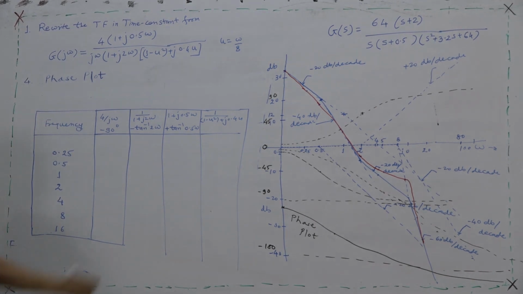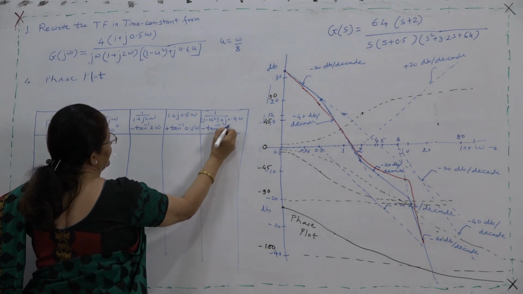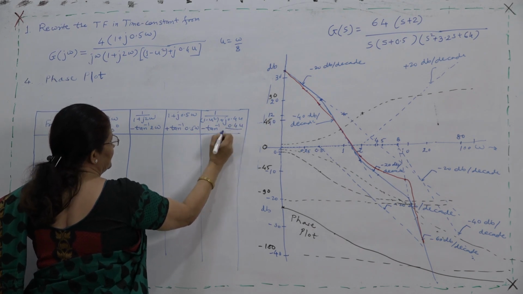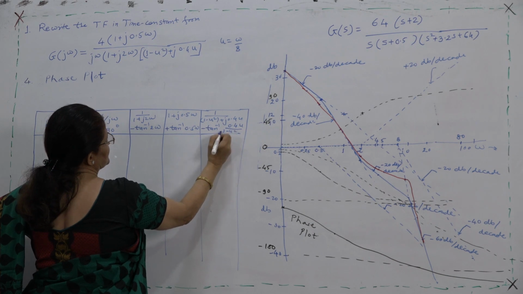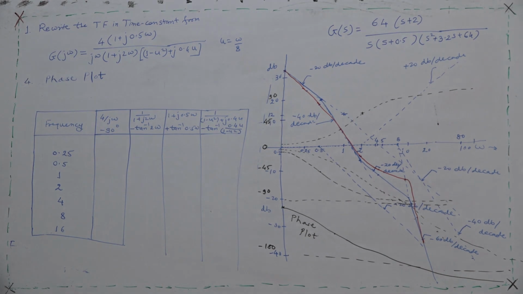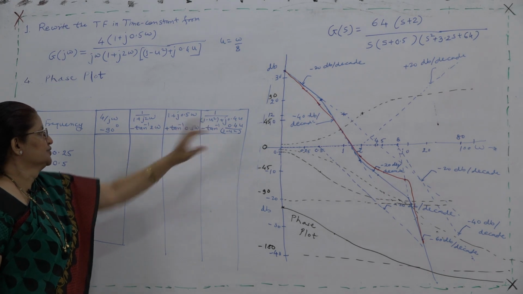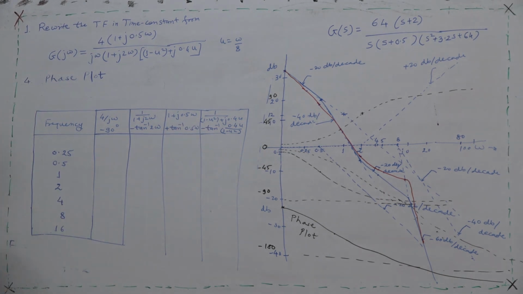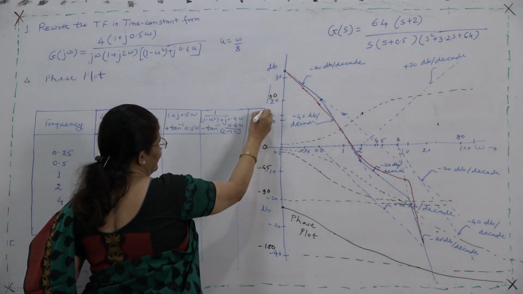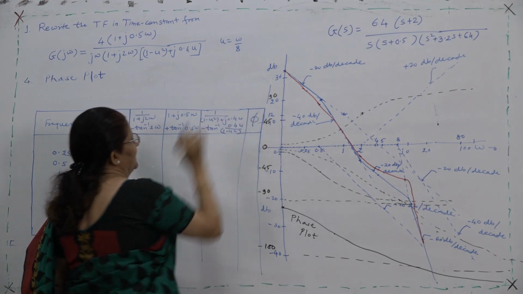And what is the angle due to this? Minus tan inverse of twice zeta u upon 1 minus u square, imaginary part upon real part. So, everywhere we are doing it imaginary part upon real part. So, we will get it like this, and the last column will be, you write here the phase angle phi.